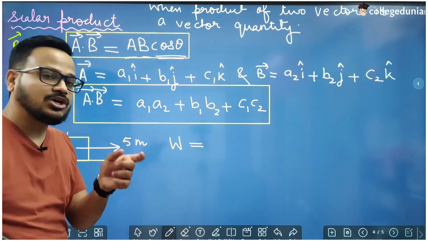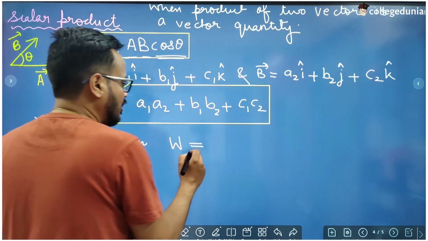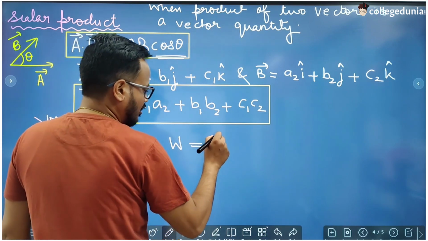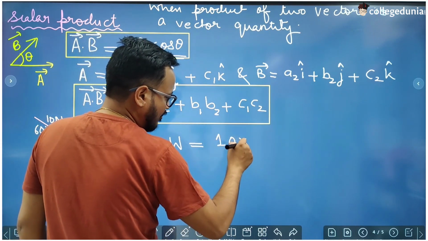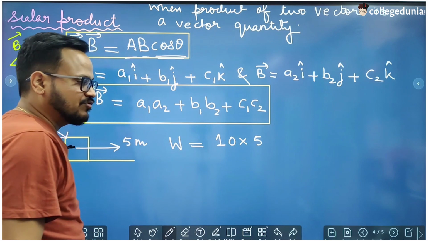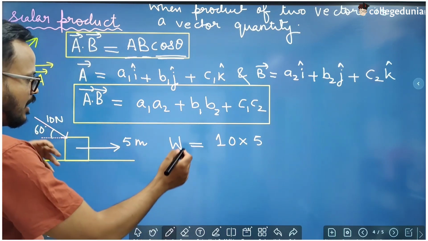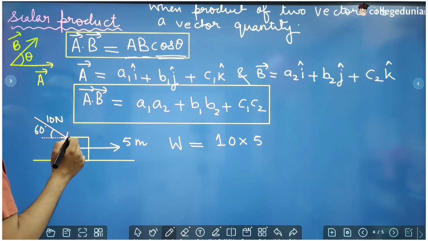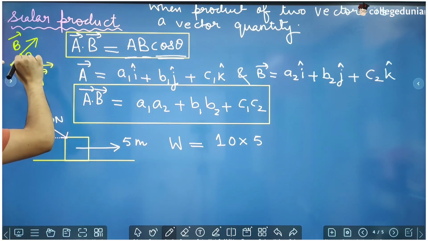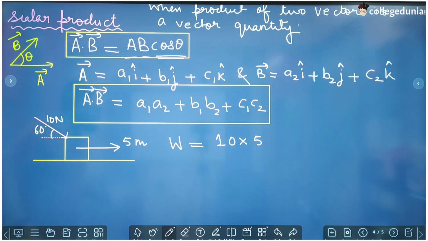Then the work done, which is the dot product of force and displacement, can be calculated as the magnitude of the first vector, which is the force, into the magnitude of the second vector, which is the displacement, and the magnitude of displacement is 5. So what is the angle between force and displacement? We have seen that the angle between the two vectors is taken when the tails of the two vectors coincide with each other.